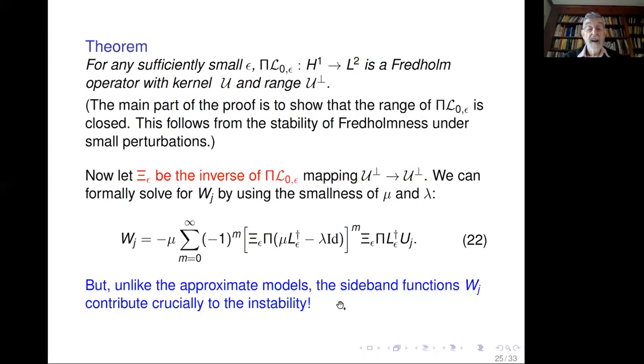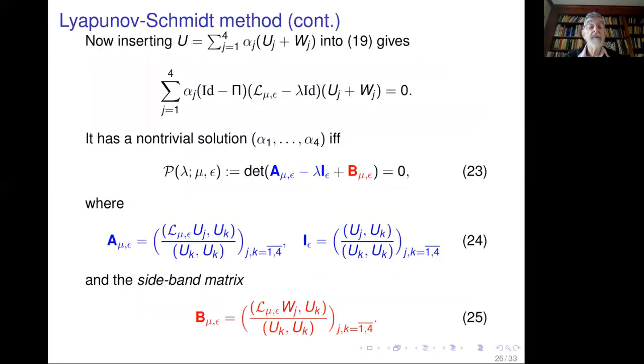Okay, so we have to look at this thing. There's some kind of horrible formula for W_j in terms of the U_j's, which I just showed you. And we substitute that into the four-dimensional piece of the Lyapunov-Schmidt problem. So it looks like this. W_j is some horrible thing in terms of U_j's.